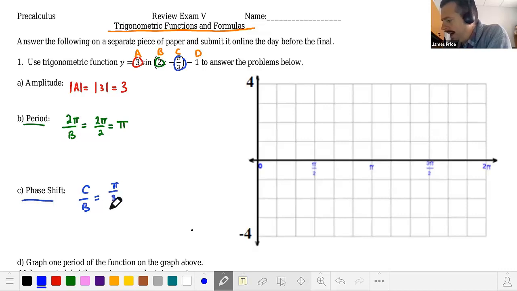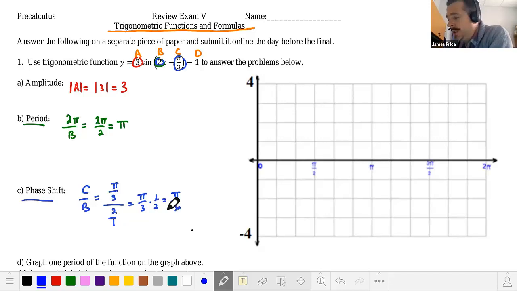And then we're going to divide that by our b, which is 2. Remember, 2 is like 2 over 1, so I'll multiply by the reciprocal. So pi over 3 times 1/2 is equal to pi over 6. So there's our phase shift, pi over 6.